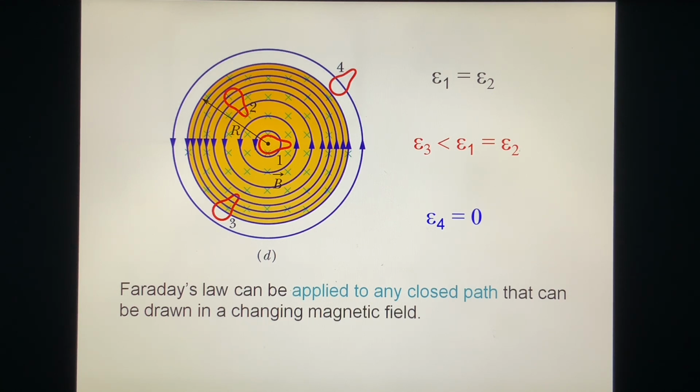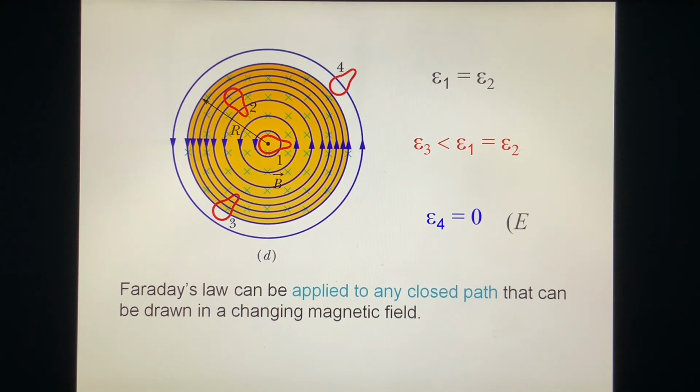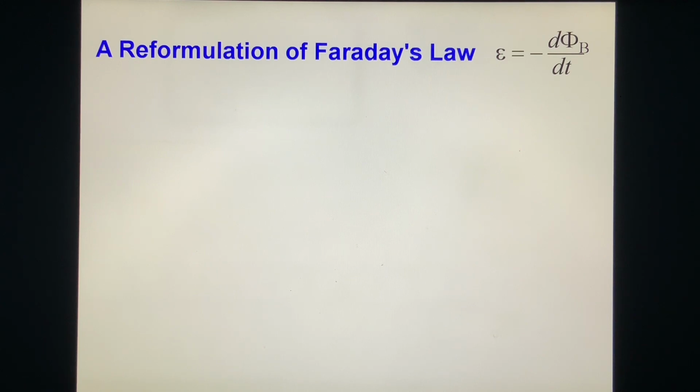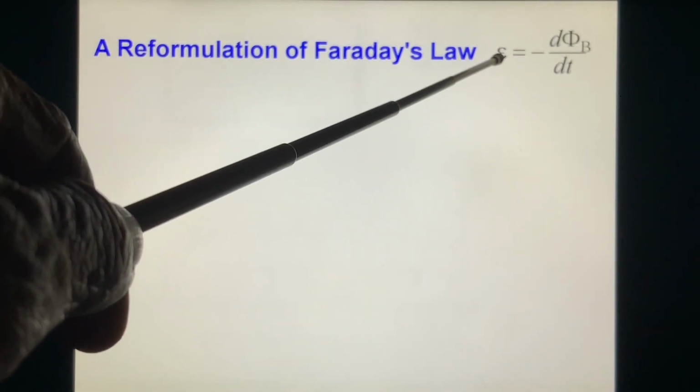And notice that electromotive force equal to 0 does not mean E along this loop is 0. We will notice that one. It's a different thing. A reformulation of Faraday's law. Okay. A changing magnetic field produces an electric field.